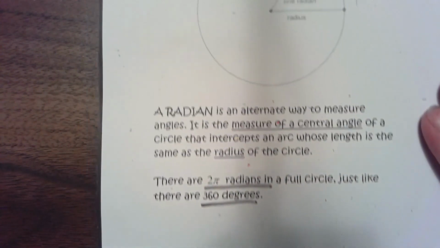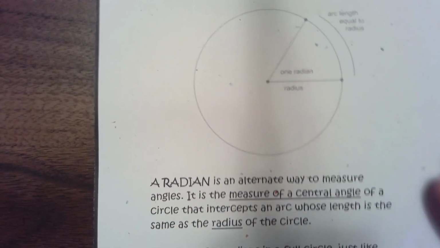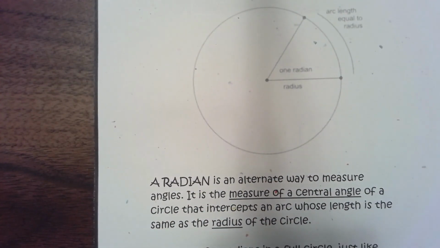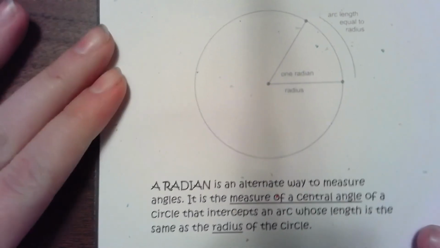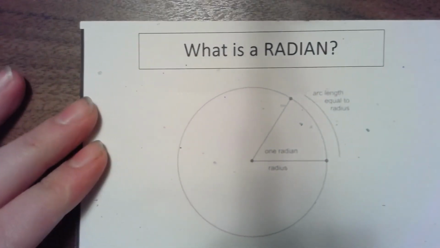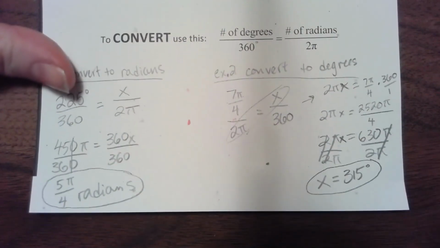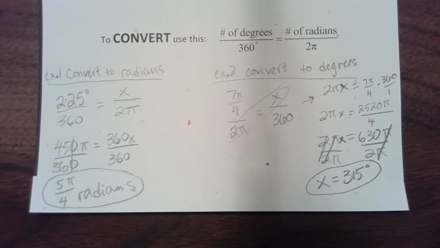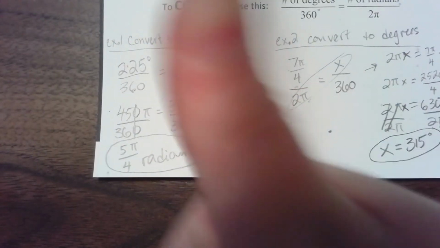So remember that a radian is an alternate way to measure angles, and we talked about how it's the measure of a central angle of a circle that intercepts an arc whose length is the same as the radius of the circle. So that is what a radian is. So make sure you get these notes posted into your notebook and make sure you get these examples written down. And that is all that I have for you today. Good job.